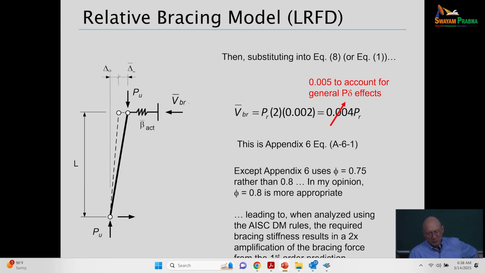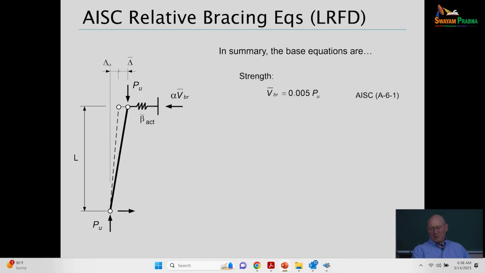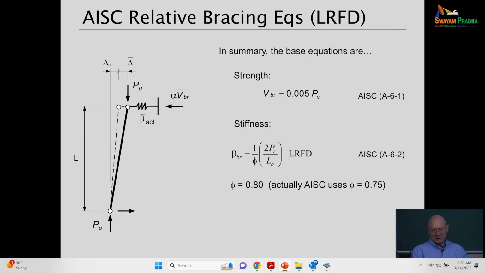It basically leads to, when we apply the direct analysis method here, a bracing stiffness of 2 times the amplification. But what the spec is really doing is saying, okay, we're using 0.75 here. That pretty much rounds to 0.8, so we're not going to bother to worry about the difference between the two. So in summary, the base equations: the strength requirement is 0.005 for our shear panel or for our single nodal brace here at the top.